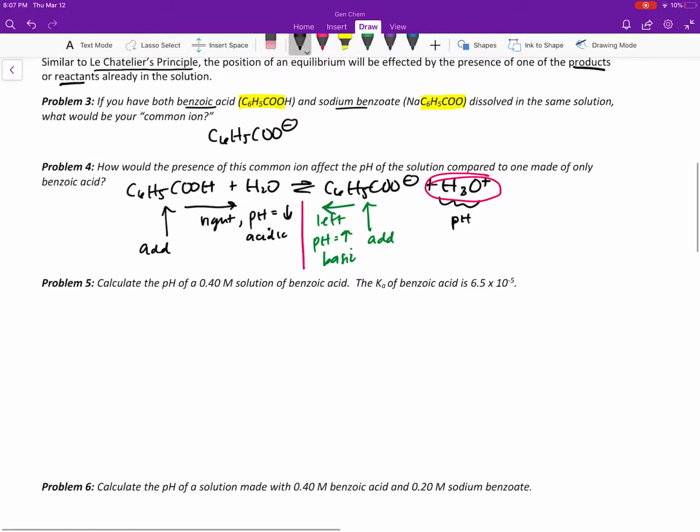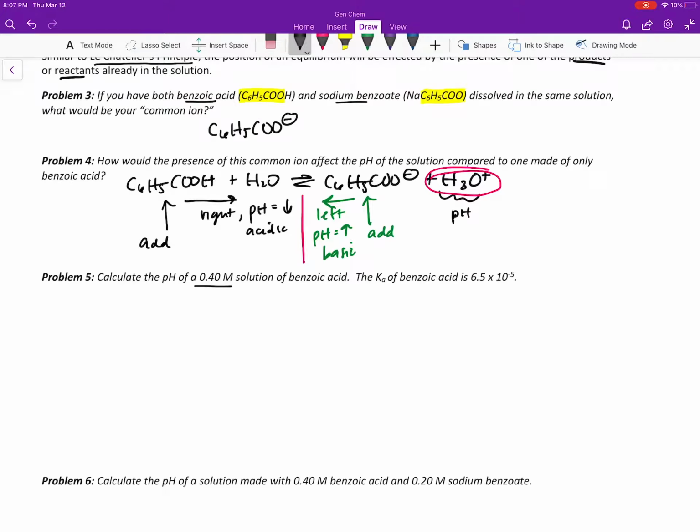So this problem right here says calculate the pH of a 0.4 molar solution of benzoic acid, and it gives us the Ka is equal to 6.5 times 10 to the negative fifth. So let's set up our equilibrium expression. I'm going to add it to water because that's where all of our acids and bases are dissolved in, if you remember back to our general expression. It's an acid, so it's going to give up its proton at the end.